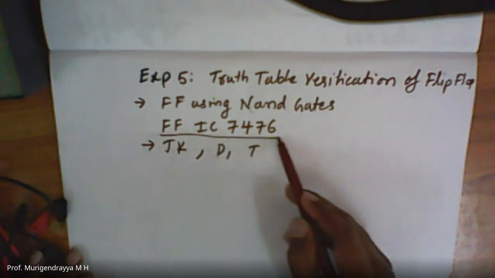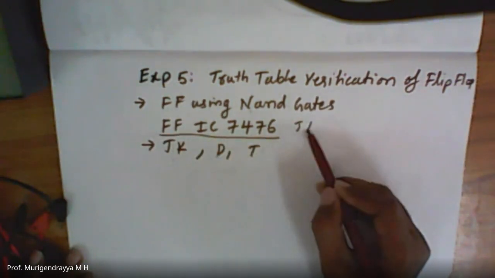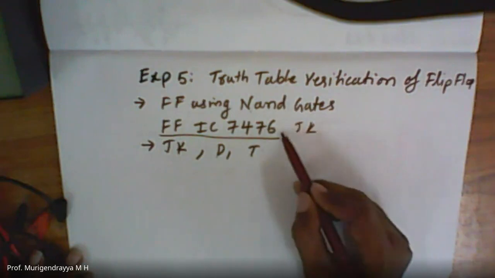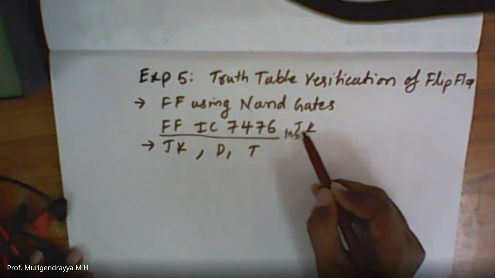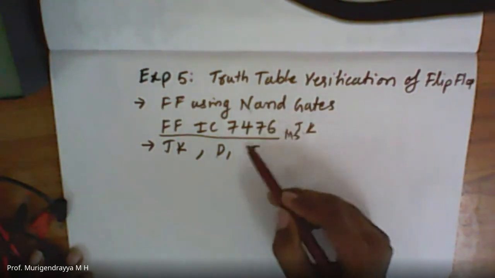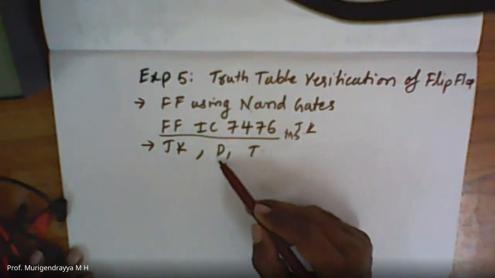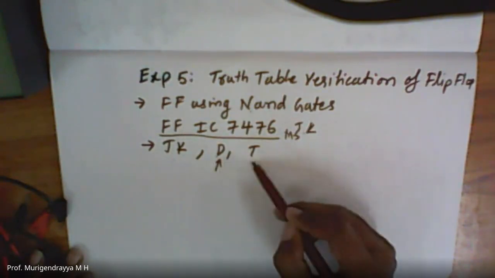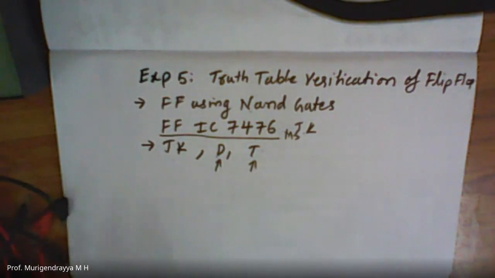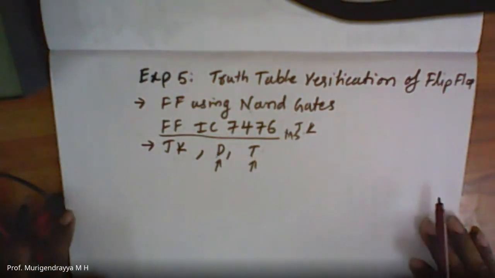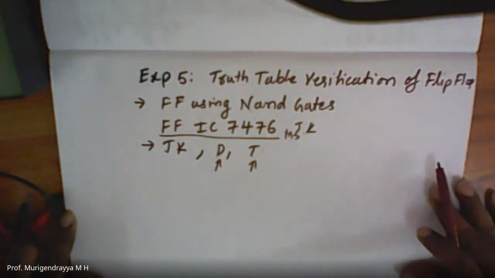Actually this is the IC for the master slave JK flip-flop. So this is a standard IC for the master slave JK flip-flop. Even you can implement using this, with a little modification, a D flip-flop and T flip-flop, that we are going to discuss today. Now we will start designing the JK flip-flop using NAND gate.